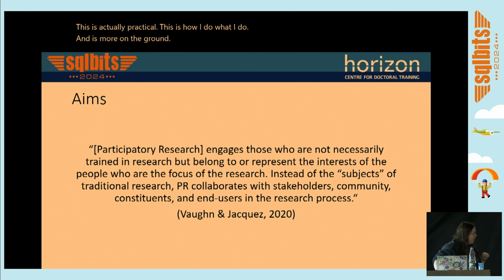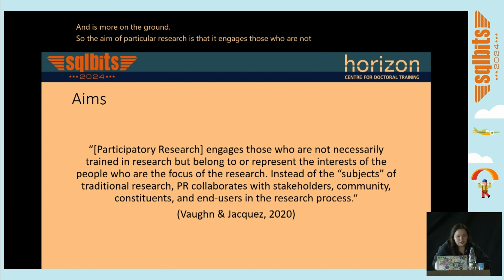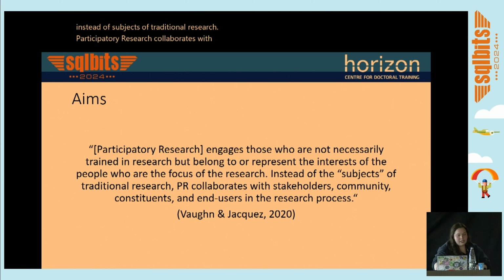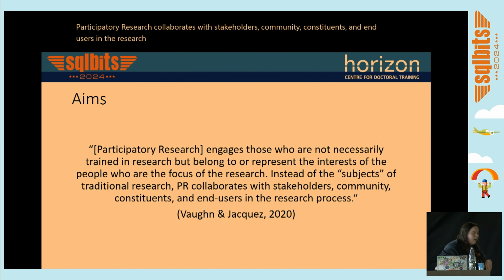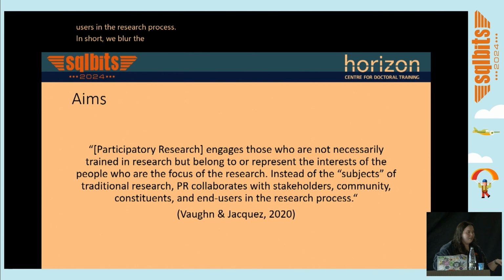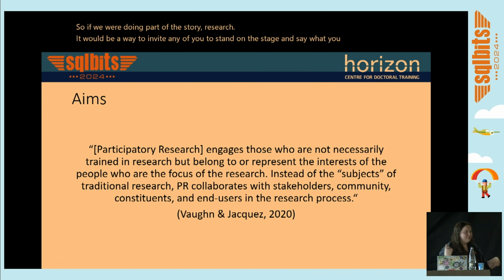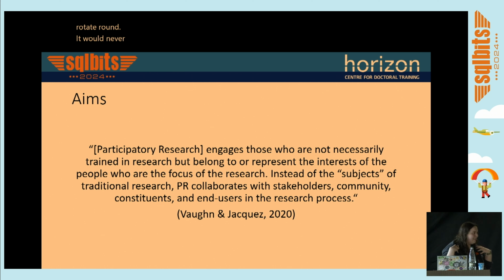So the aim of participatory research is that it engages those who are not necessarily trained in research, but belong to or represent the interests of people who are the focus of the research. Instead of subjects of traditional research, participatory research collaborates with stakeholders, community, constituents, and end users in the research process. In short, we blur the line between researcher and participant. So if we were doing participatory research, it would be a way to invite any of you to stand on the stage and say what you think and rotate round. It would never be just me speaking. This is very not what my research does.